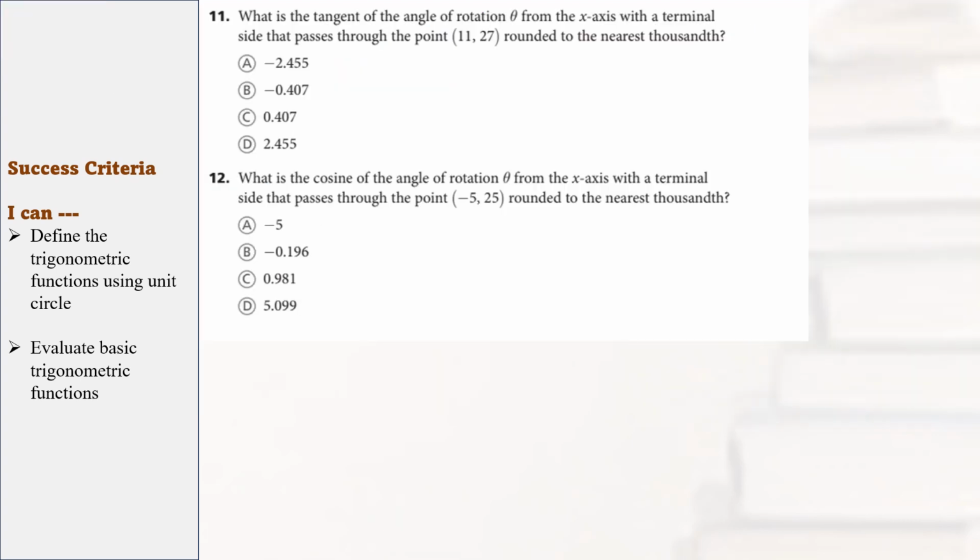So here the question is, what is the tangent of the angle of rotation theta from the x-axis with the terminal side that passes through the point (11, 27), rounded to the nearest thousandth?